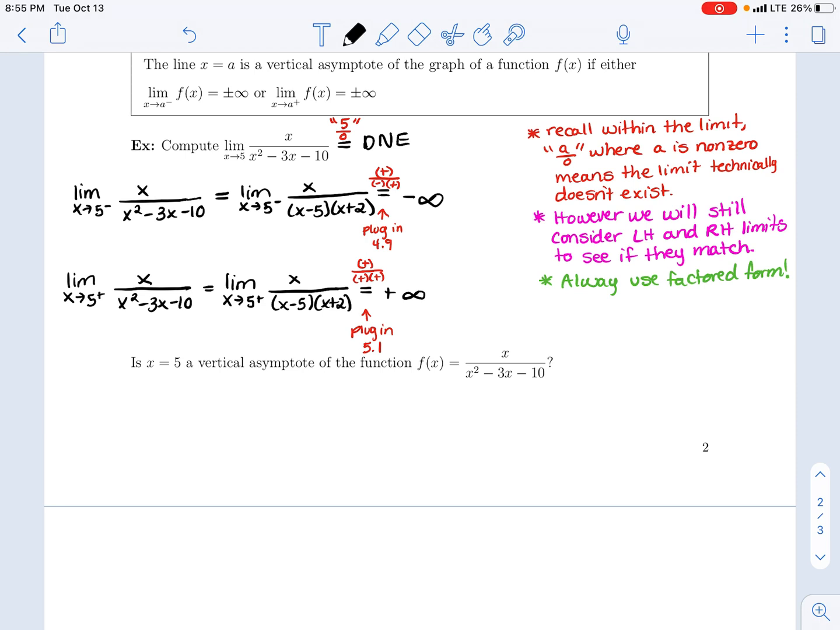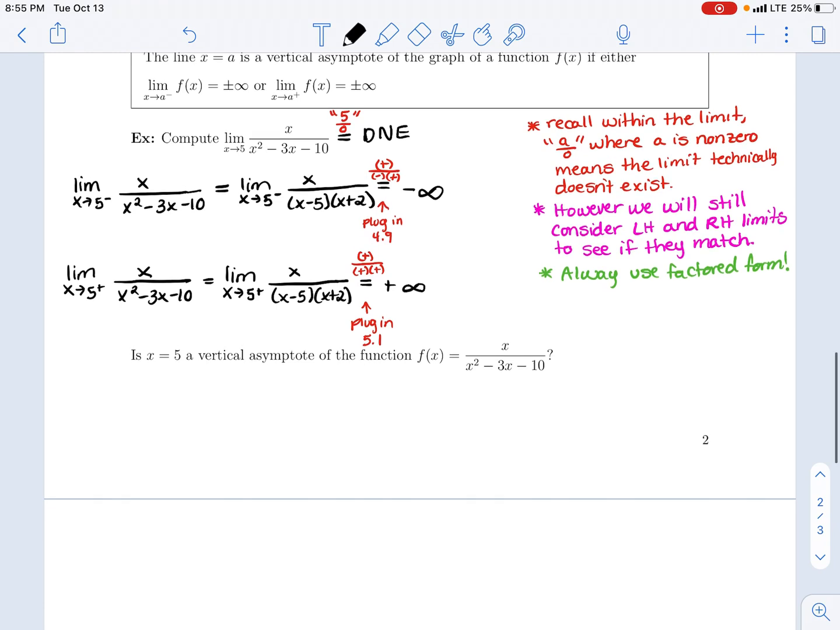Okay, I know this is tricky, but if you're still not understanding, make sure you ask me some questions. Okay, so now I want to know, is x equals 5 a vertical asymptote of this function? Yes, it is, because I know that the left-handed limit is equal to some form of infinity, or also the right-handed limit. It doesn't necessarily need to be that both the left-handed limit and the right-handed limit equal some form of infinity. It just needs to be the case for one of them.